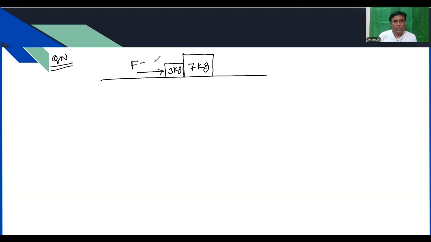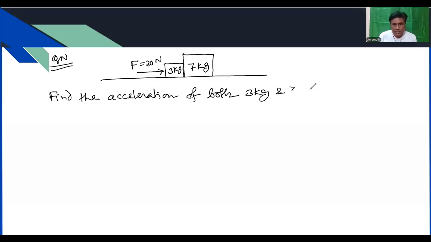So this is a 3 kg object, 7 kg object. I have applied a force 30 Newton. Find the acceleration of both 3 kg and 7 kg block. It will be same only, okay? A3, A7, both will be same.